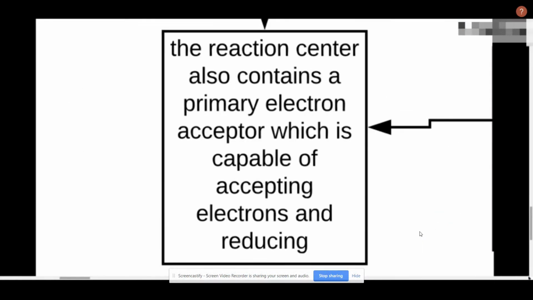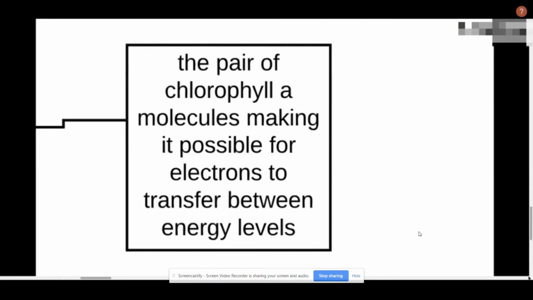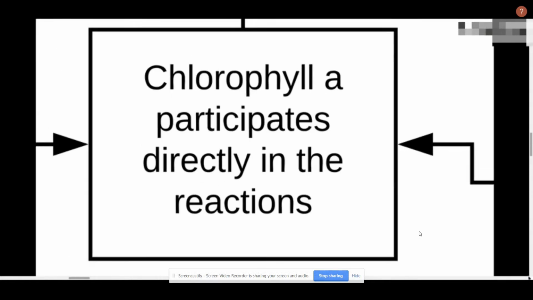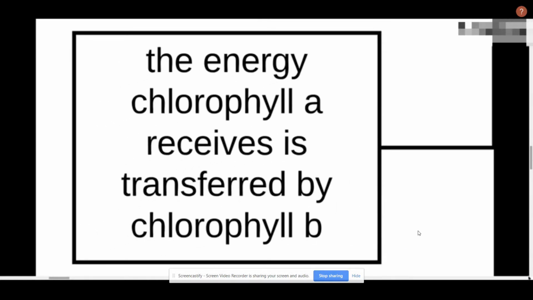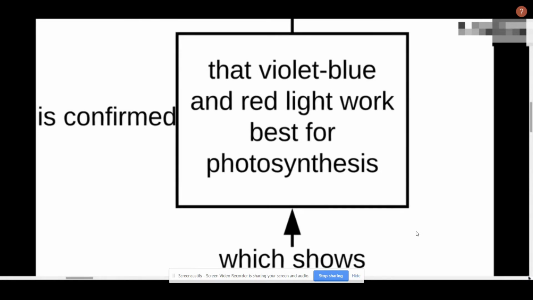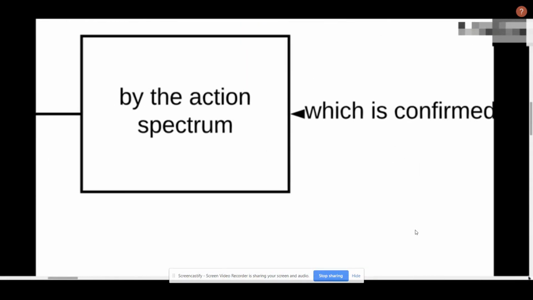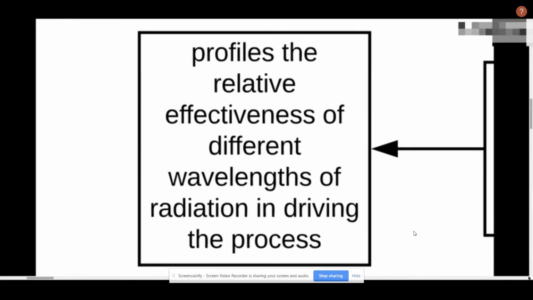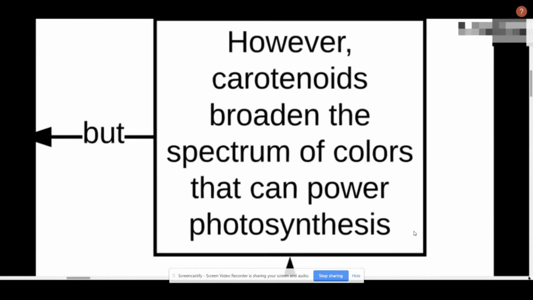The reaction center also contains a primary electron acceptor, which is capable of accepting electrons and reducing the pair of chlorophyll A molecules, making it possible for electrons to transfer between energy levels. Chlorophyll A participates directly in these reactions, and it is able to receive the energy because of chlorophyll B. This shows that violet, blue, and red light work best for photosynthesis, since that's the light that chlorophyll is capable of capturing. This is confirmed by the action spectrum, which profiles the relative effectiveness of different wavelengths of radiation in driving the process of photosynthesis.